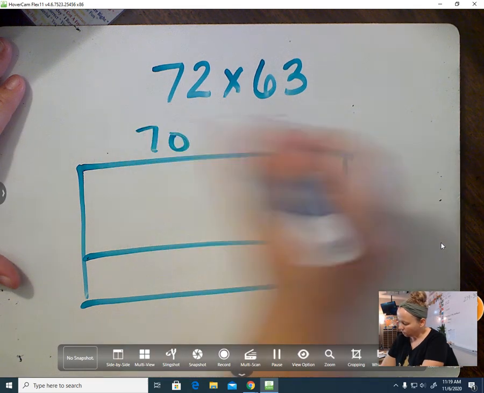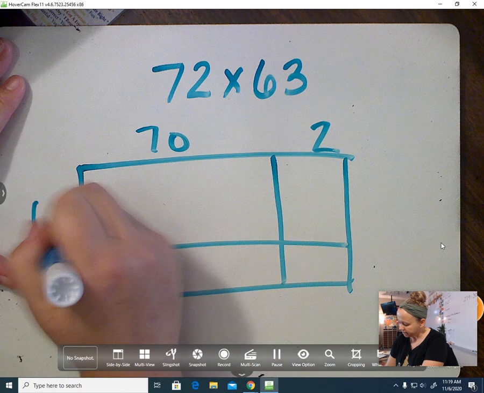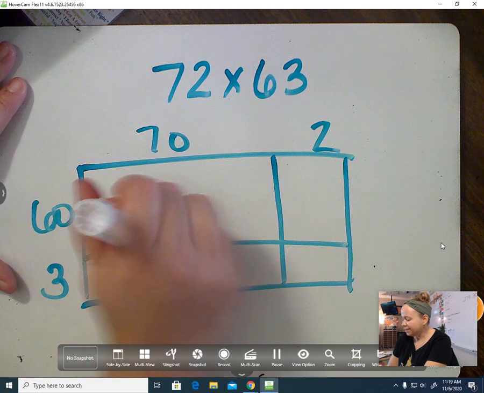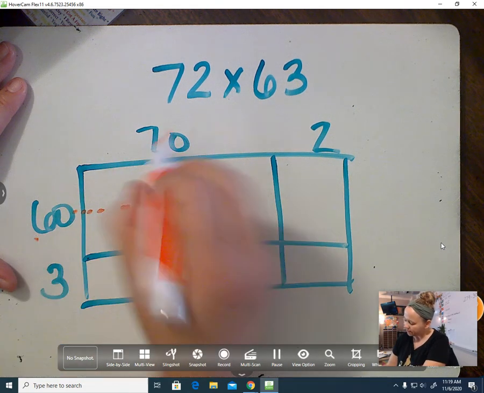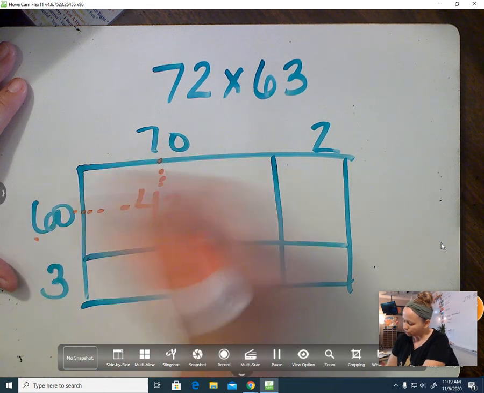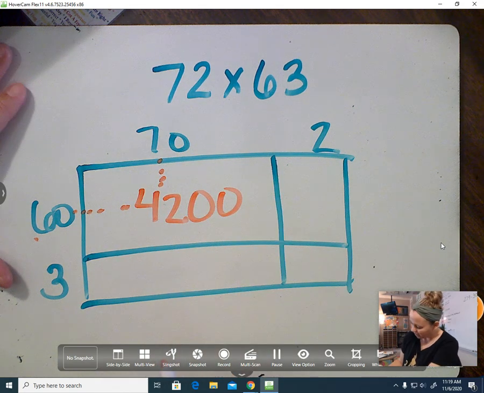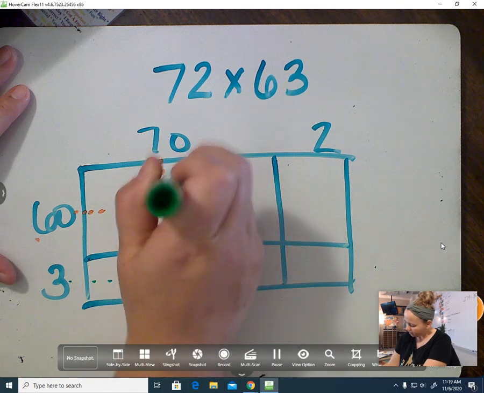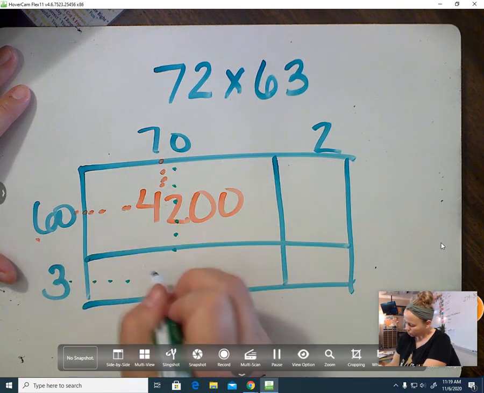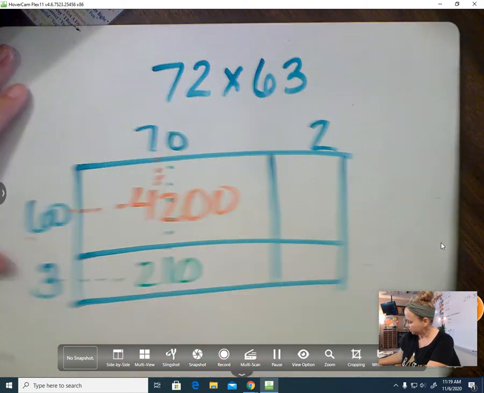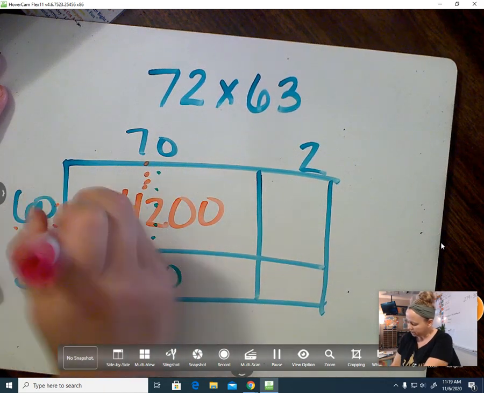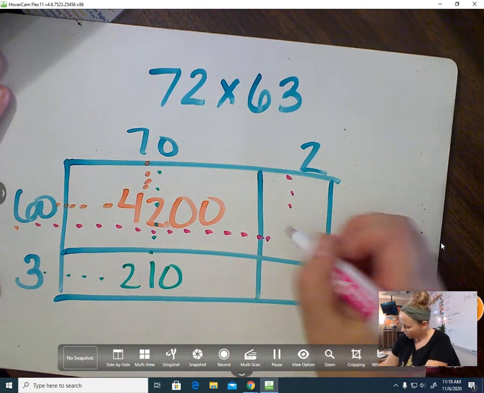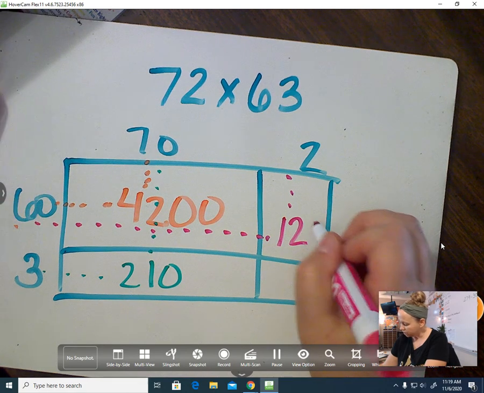72, 70 and 2, 60 and 3. Now we're gonna meet in the middle. I like singing that song. 6 times 7 is 42, and I need 2 placeholder zeros. Okay, let's do this one. 3 times 7, 70, is 3 times 7 is 21, and I need 1 placeholder 0. Okay, how about this next one? 60 times 2 is 12, and I have 1 placeholder 0.